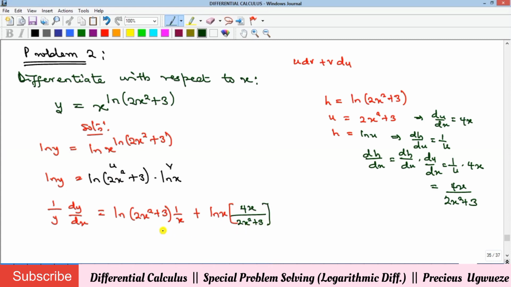And so what are we going to have here now? This is going to give us the ln of 2x squared plus 3 all over x, then plus, now if this one comes inside, you are going to have 4x ln x all over 2x squared plus 3. Okay, so this can actually be a solution, and you can decide to bring the two of them together by taking LCM. Alright, and that's where we're going to end it for this video.